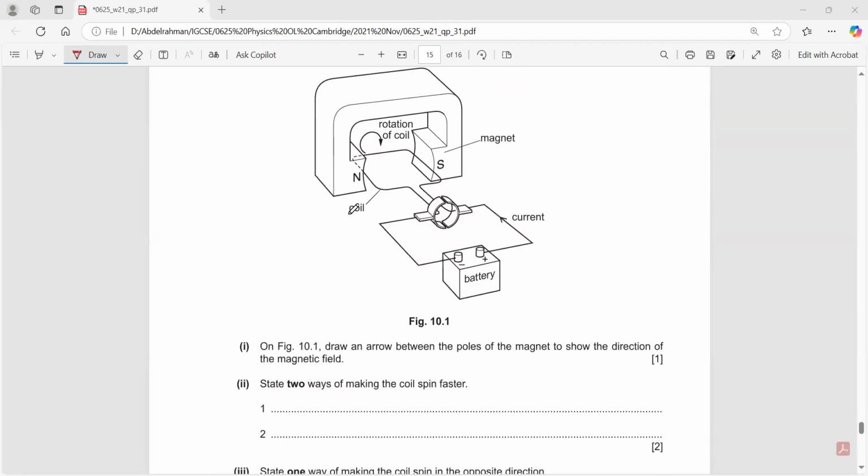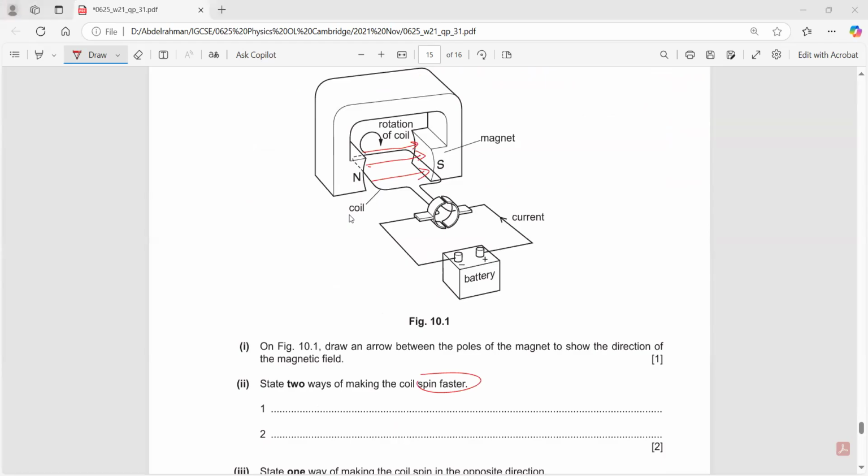We have a DC motor. It's rotating. On figure 10.1, draw an arrow between the poles to show the direction of the magnetic field. The magnetic field is always from the North Pole to the South Pole. State two ways of making the coil spin faster.